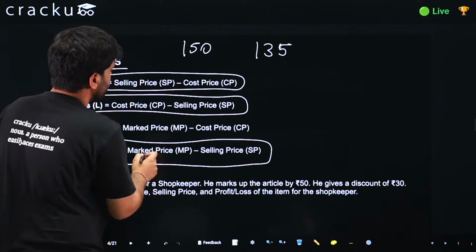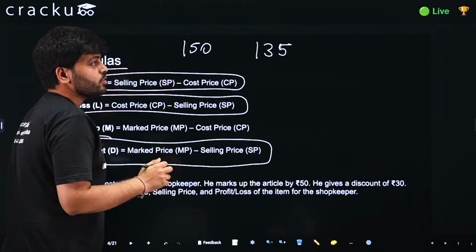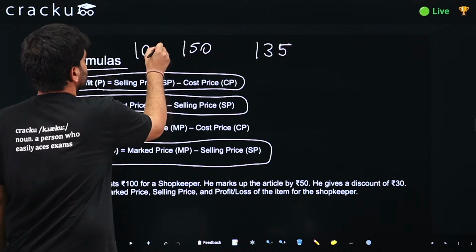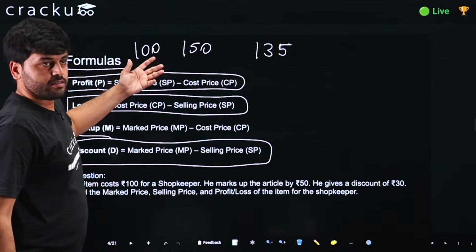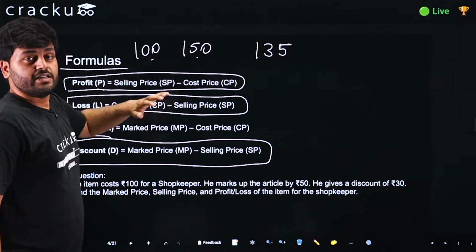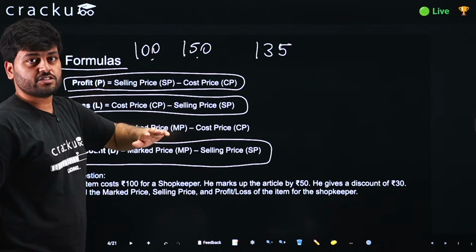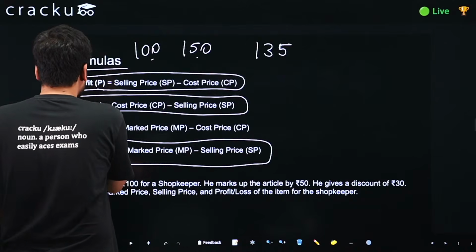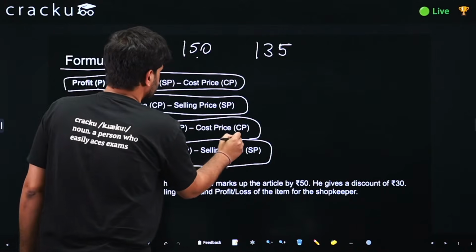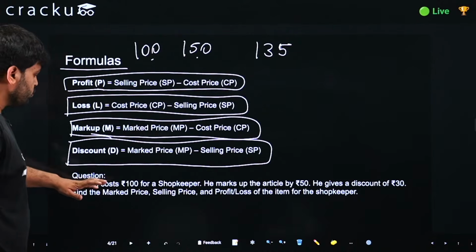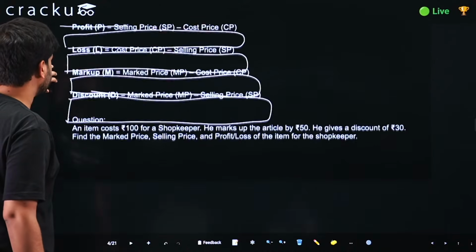Markup is basically marked price minus cost price. So in our case, my cost price was 100. So what was the markup? Markup was 150 marked price minus cost price 100. I increased the price of the item by 50 from the cost price. So the markup would be marked price minus cost price. Let us do one question, one illustration regarding this.